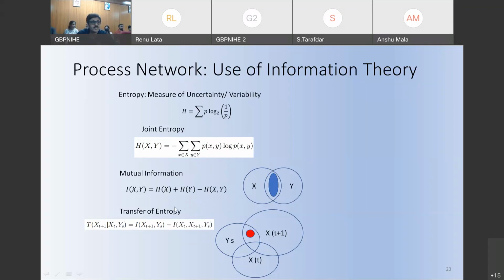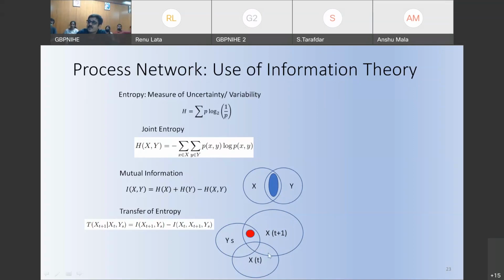Now then, coming to transfer entropy, this is what is very important. Transfer entropy is something that tells you about causality. So what does it mean by causality? Let's say I'm interested in what is happening to x at time t plus 1. Now I'll try to find out how much information from the past of y is coming and reaching x at t plus 1.